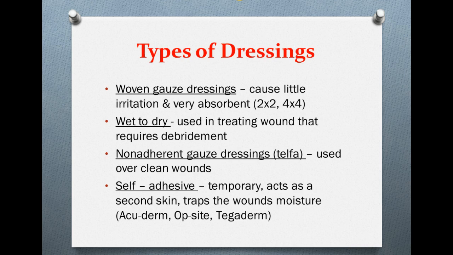Types of dressings can be woven gauze dressings. You will see 2x2s and 4x4s. Wet to dry are used in treating wounds that require debridement. Non-adherent gauze dressings such as Telfa are used over clean wounds, and self-adhesive are often temporary and act as a second skin and trap in moisture. An example of that would be a Tegaderm or an OpSite, also called an AccuDerm.